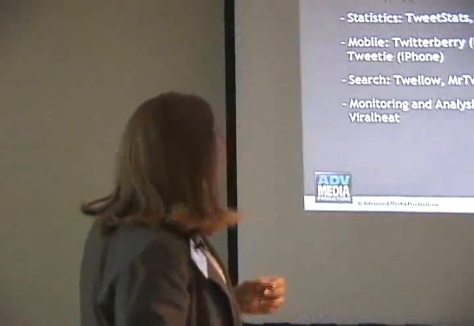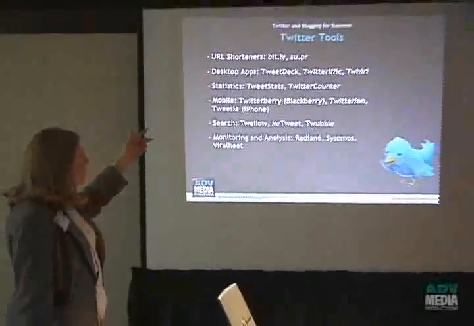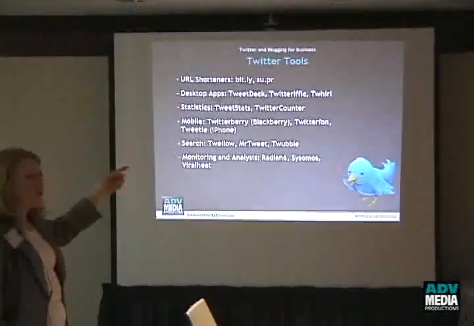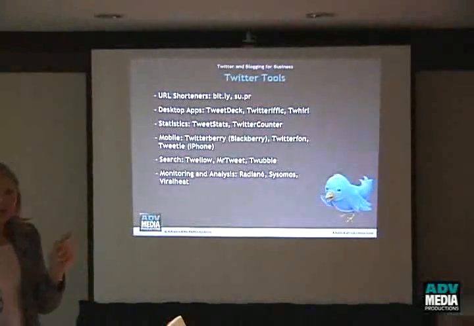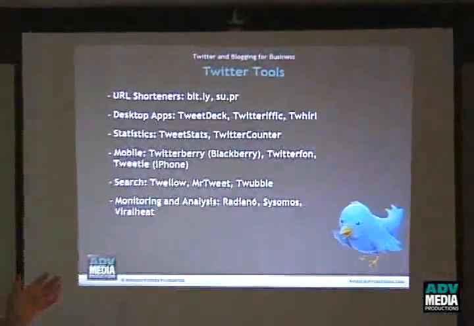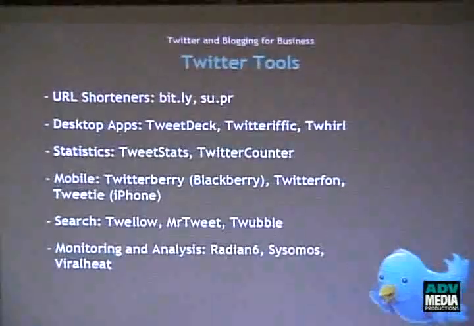Okay, so Twitter tools. I talked already about Bitly. StumbleUpon has one, stumbleupon.pr. There are lots and lots of link shortening tools out there, so pick one that you like. The desktop apps I talked about.